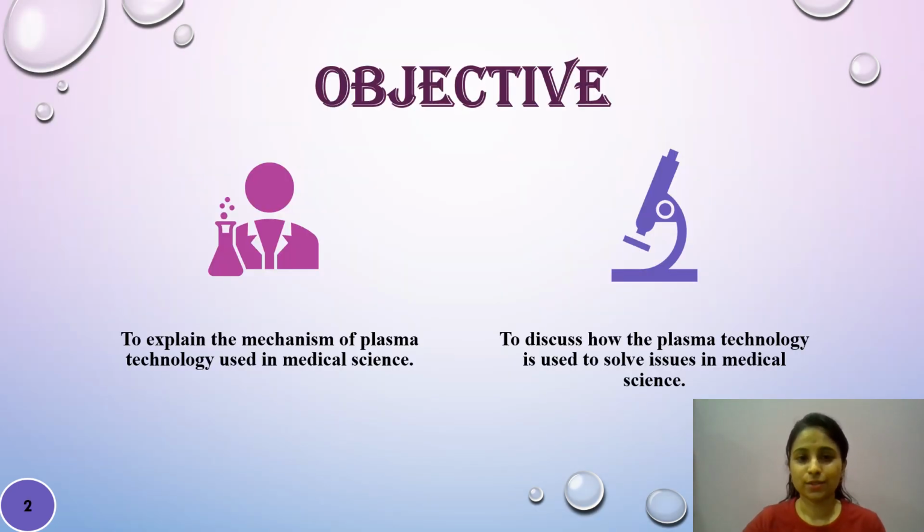Before I go further on the topic, let me briefly explain the objectives of my assignment. First objective is to explain the mechanism of plasma technology used in medical science. Next, to discuss how the plasma technology is used to solve issues in medical science.